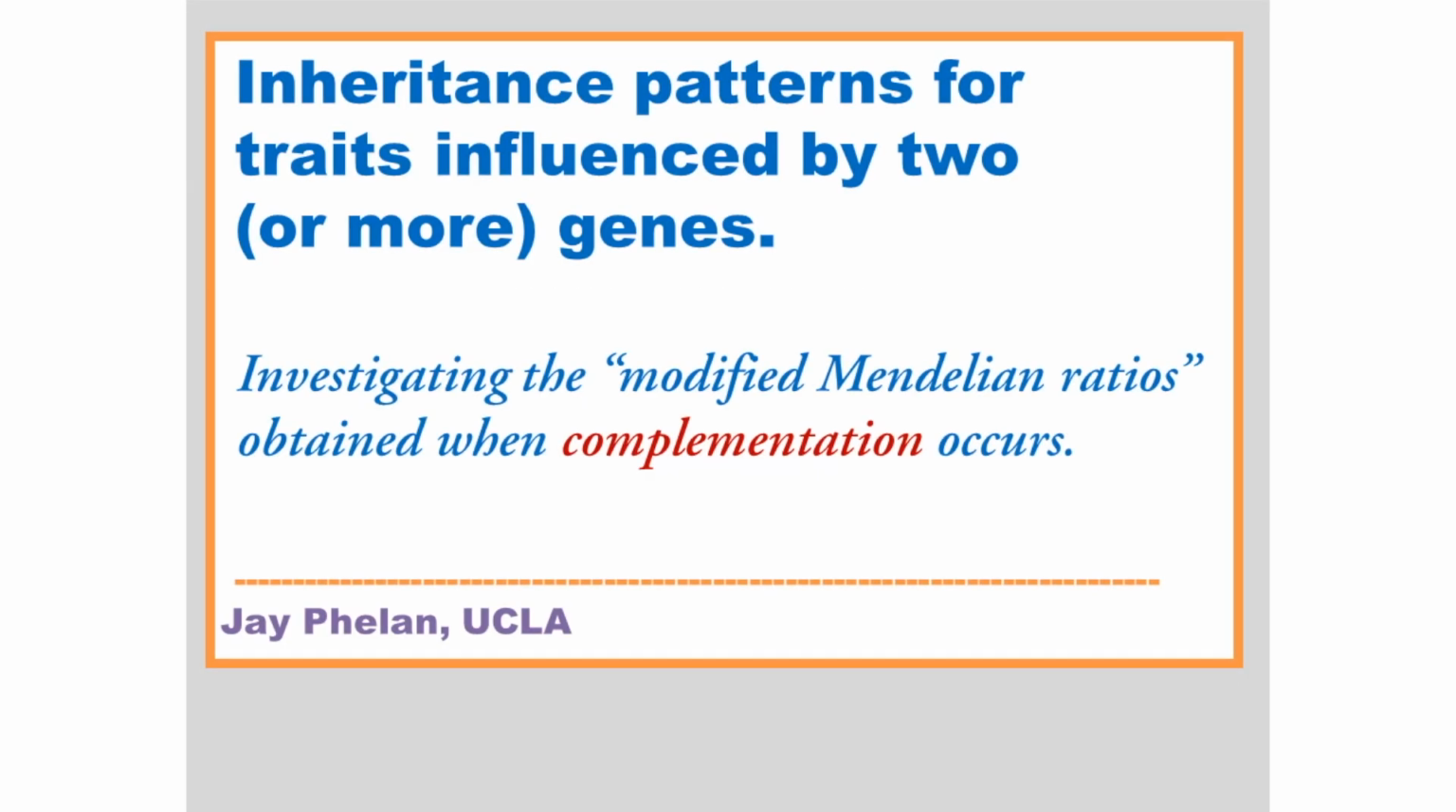I'm going to talk today about inheritance of traits that are influenced by 2 or even more genes. And we refer to this whole area as extensions to Mendel or modified Mendelian ratios. And there are several different permutations of this. This will be the first of a few of those, and it's on a topic that we call complementation.